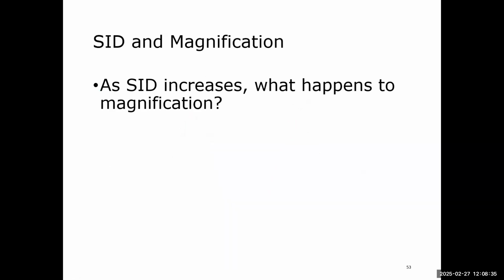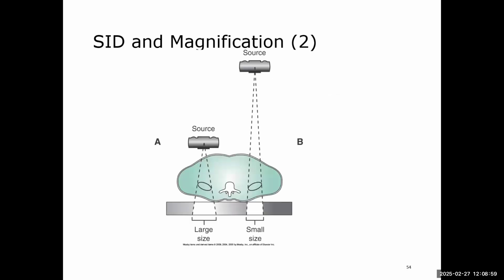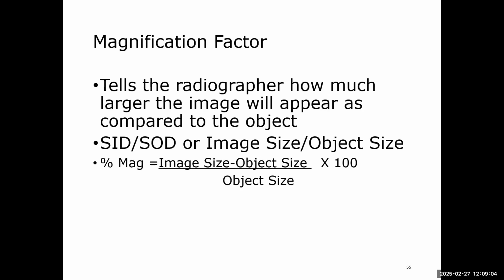So how does SID affect magnification? So if we increase our SID, what happens to magnification? It decreases. Again, always go back to chest x-rays. Why do we want to do chest x-rays at 72 inches whenever possible? Well, it's to reduce magnification of the part. And it also, we're going to talk about in a minute, gives us better spatial resolution. And then again, just another picture there to help you visualize. So magnification factor tells the radiographer how much larger the image will appear as compared to the object.